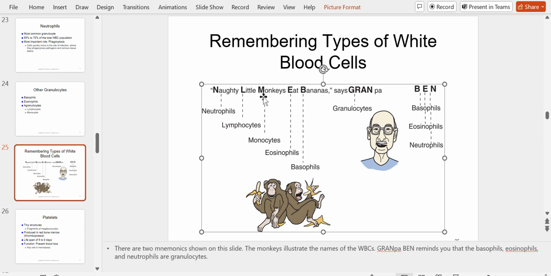You don't have to remember any of these things. Everything is online, but it's a good little mnemonic to remember them if and when you have to later on in your educational career. Naughty little monkeys eat bananas, said Grandpa Ben. Have some fun with that. Use it, or don't use it.